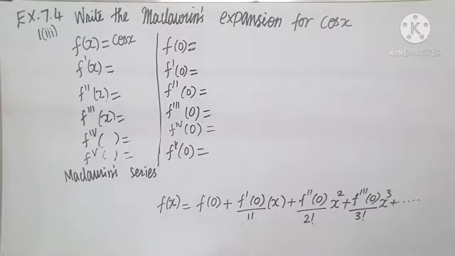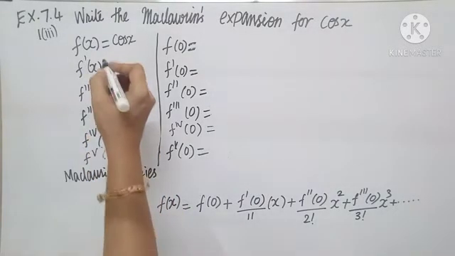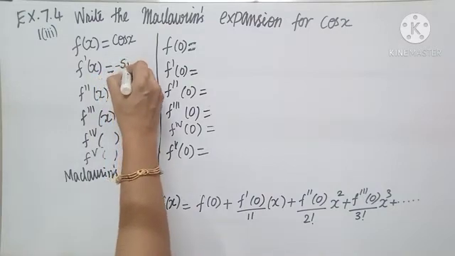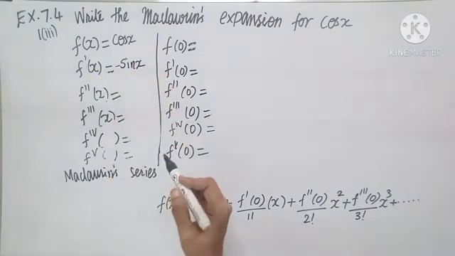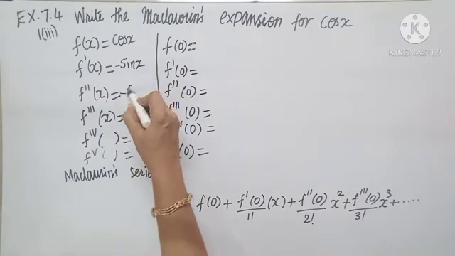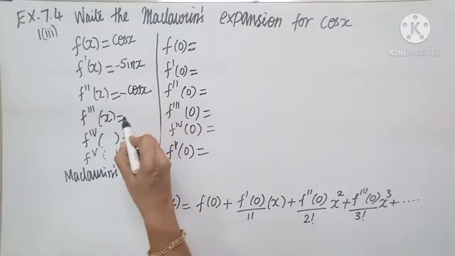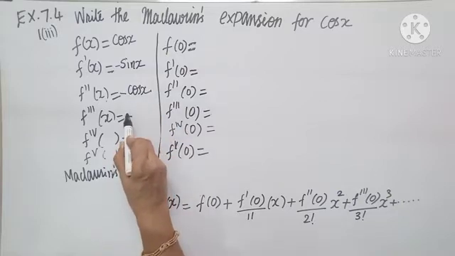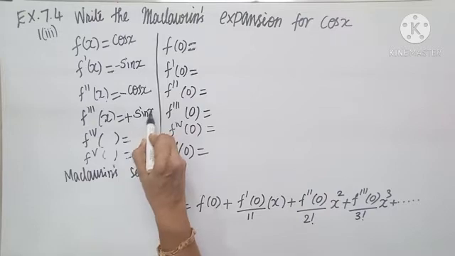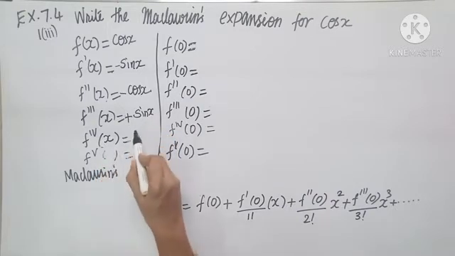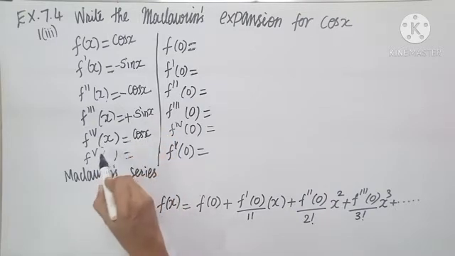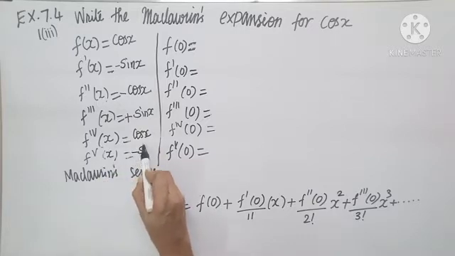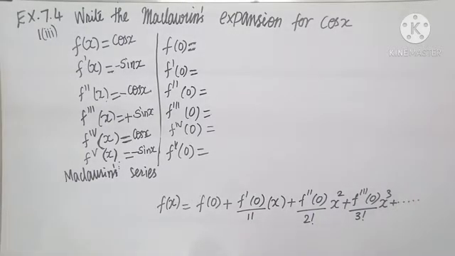Subsection 3, cos x. F of x is cos x. First derivative, cos x will become minus sin x. Minus sin x will become cos x. Minus cos x will become minus sin x. Already one minus, so plus sin x. Fourth derivative, sin x will become cos x. Fifth derivative, cos x will become minus sin x. And the derivatives go on and on.